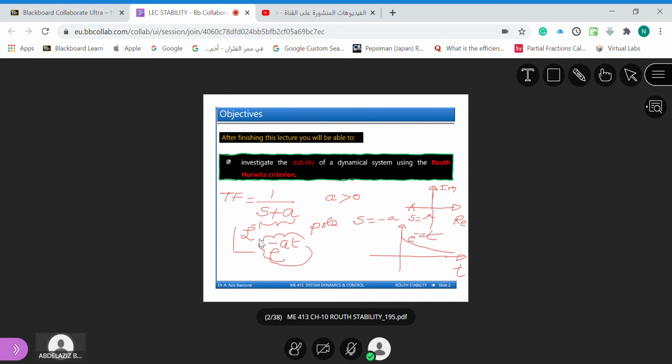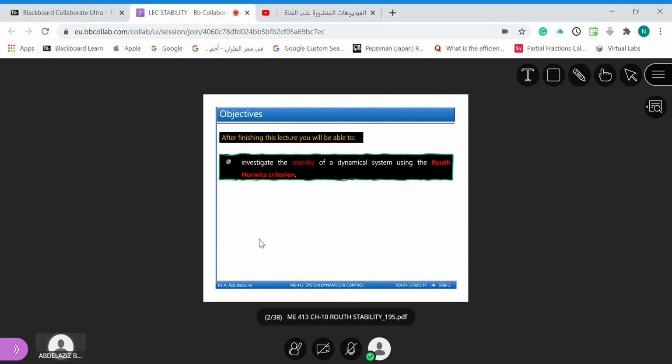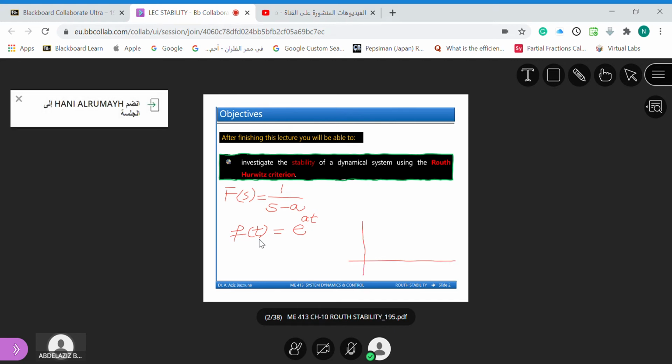Now see the situation when we have this function 1 over s minus a. The transfer function now is 1 over s minus a. What will happen? Can anybody tell me? If we have f of s equal to 1 over s minus a, what will be f of t? It will be equal to e to the power at, increasing with time. So it could be something like this.